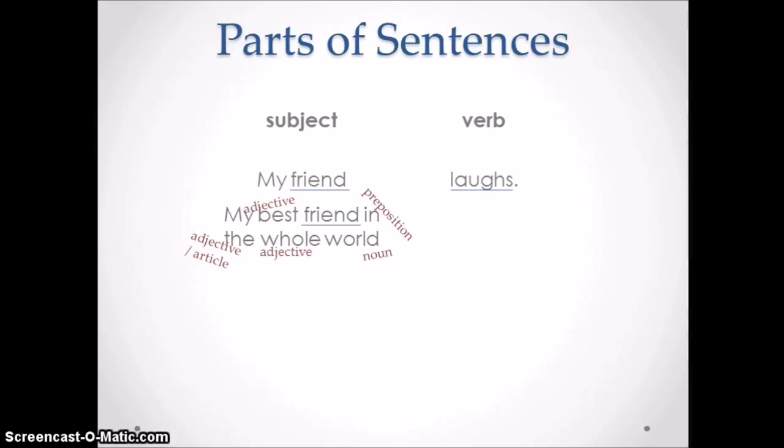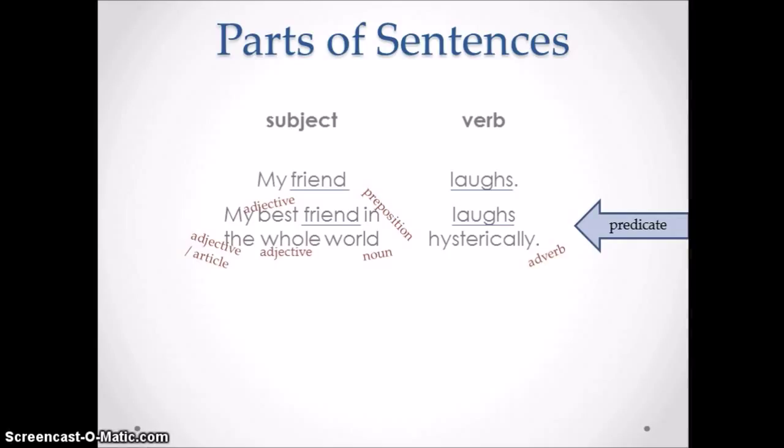We can also add to the verb. My best friend in the whole world laughs hysterically. Here we've added a simple adverb. The verb portion of the sentence, along with all of its modifiers and phrases, is often called the predicate, but you don't need to know that, it's just a bonus.